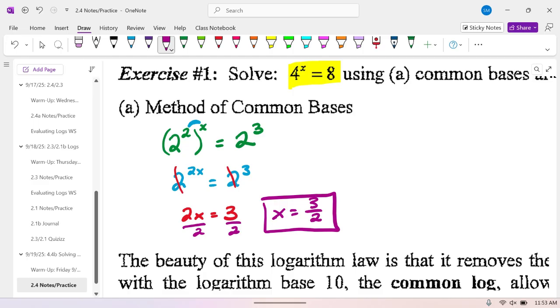Now, that was the method of common bases, short, sweet, to the point. The method of logs is a little bit more lengthy, all right? But if this was on your test, I would expect you to do common bases, obviously. So if it has a common base, use common bases.